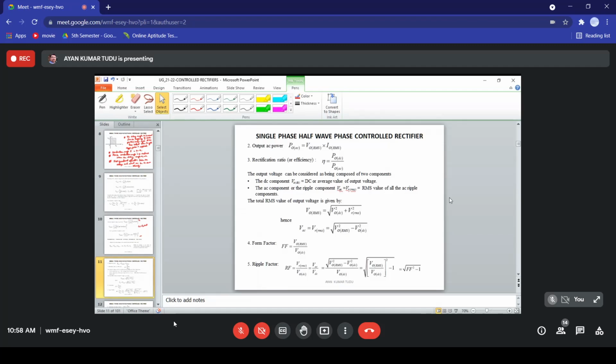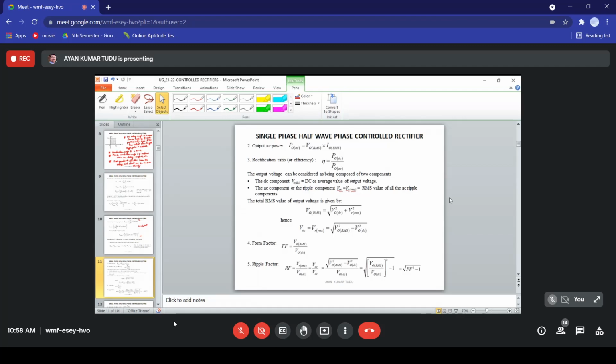What about the rectification ratio? Eta is equal to P0 DC by P0 AC. What about the output voltage? Again, the output voltage can be considered to be composed of two components. We have done these things in the case of our uncontrolled rectifiers also, and the same things we are finding again here. So the output voltage can be considered to be composed of two components. One is the DC component and another is the AC component or the ripple component.